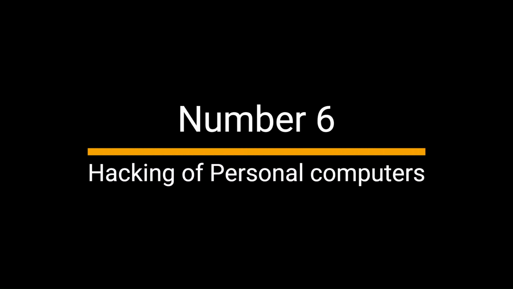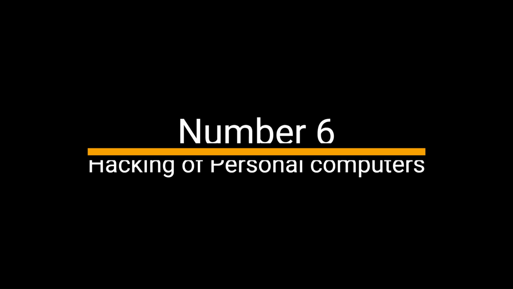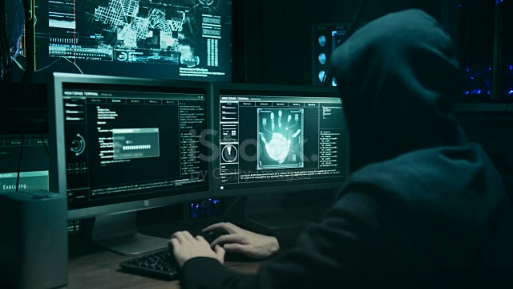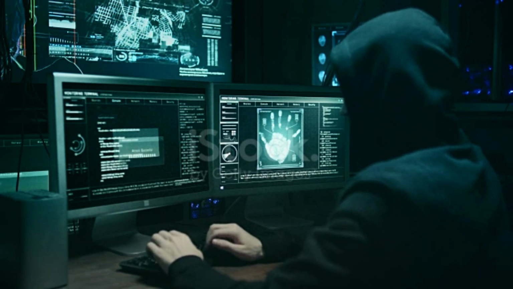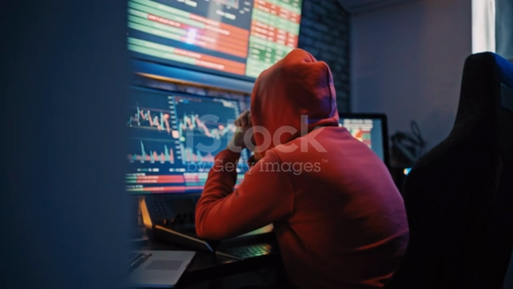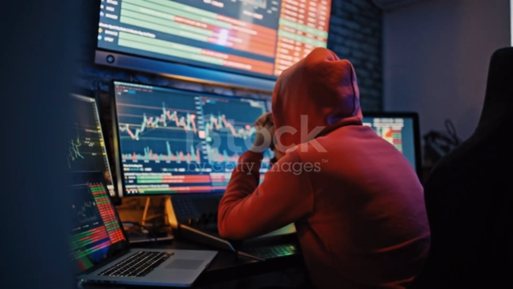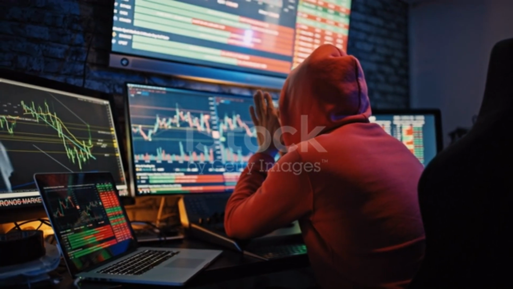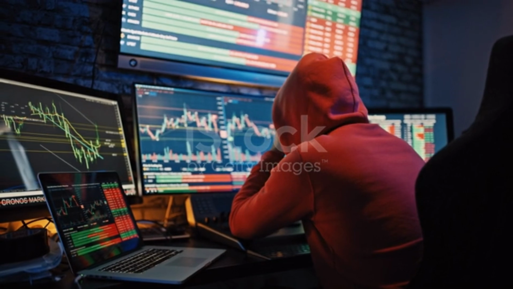Number 6. Hacking of personal computers. Personal computers and laptops are crucial for storing vital information like bank account numbers and business documents, as well as personal files like photos, music, and movies. Therefore, protecting these data from viruses and malicious applications is essential, just as keeping a physical lock on safe vaults is important for physical security.